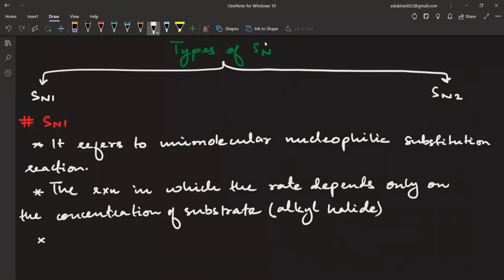Now write the next point, the rate law. In rate law here, R is what? It is equal to K into the concentration of alkyl halide, that is Rx, or also write R is equal to K into the concentration of substrate.